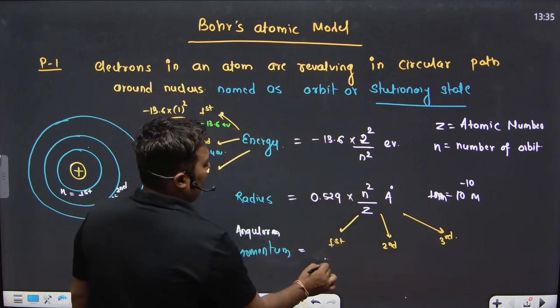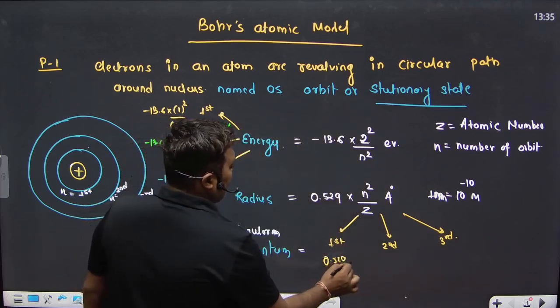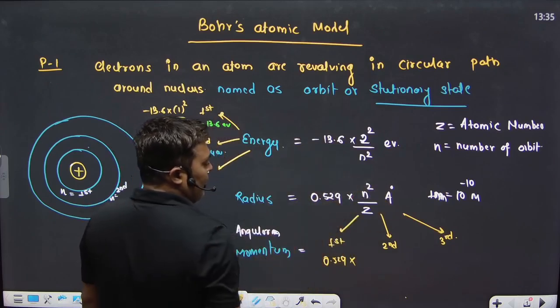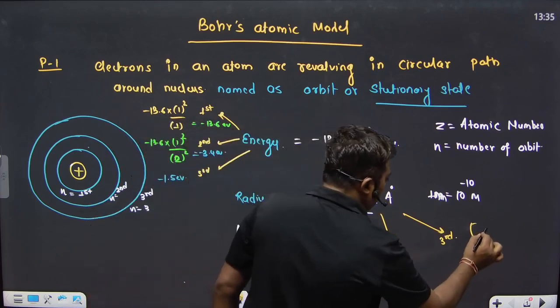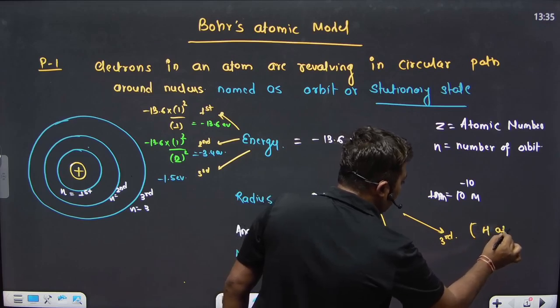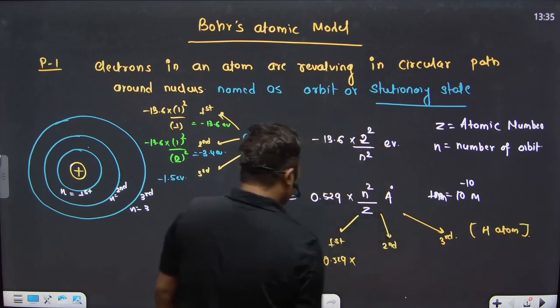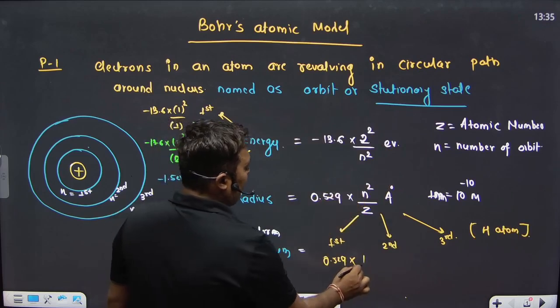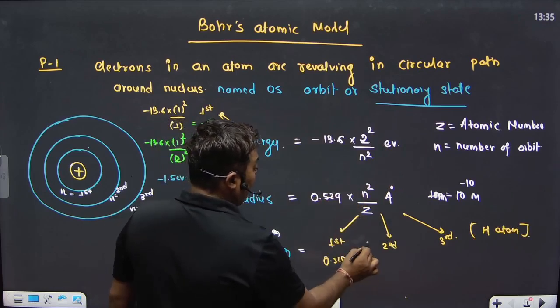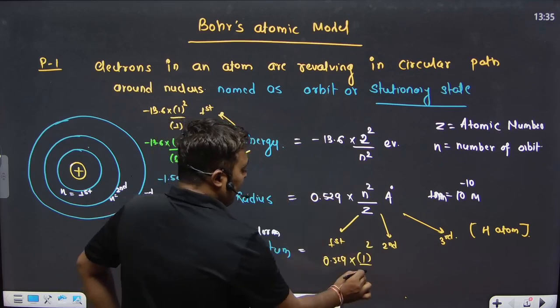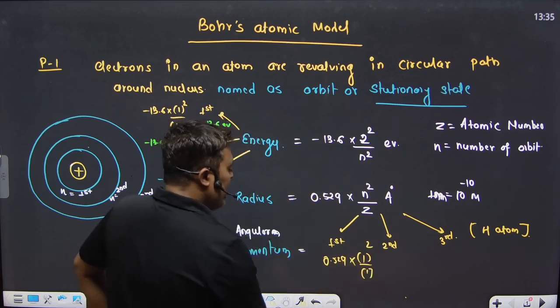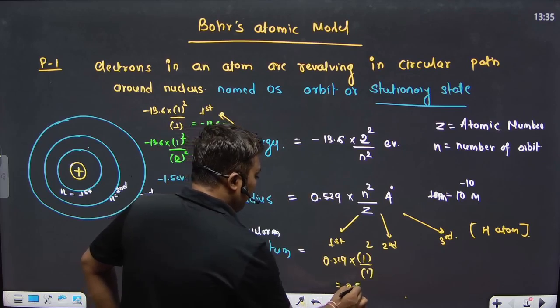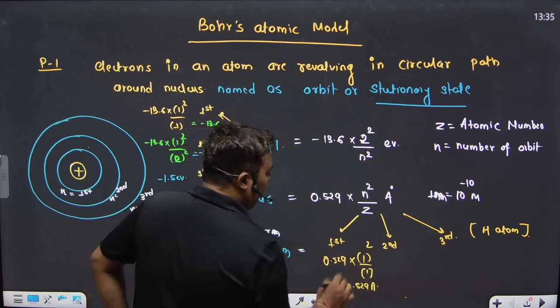What will we do? Simply put this formula, 0.529, for the radius of an orbit of the hydrogen atom. We will put the value of n equal to 1, make it square, upon Z. Z is equal to 1. Again, what will be the value? 0.529 angstrom. That will be the value of the first one.